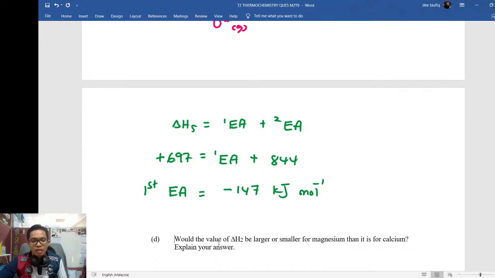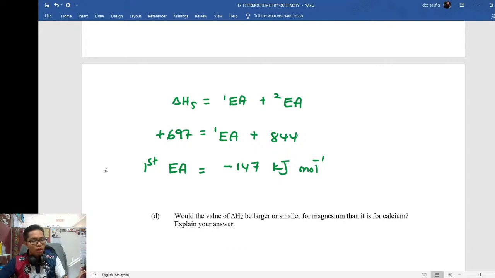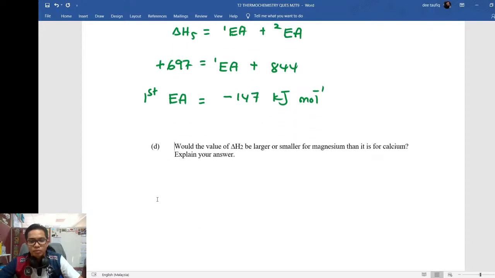Now for question D. Would the value of delta H2 be larger or smaller for magnesium than it is for calcium? Explain your answer. What was delta H2 again? Delta H2 is first IE, the first ionization energy.